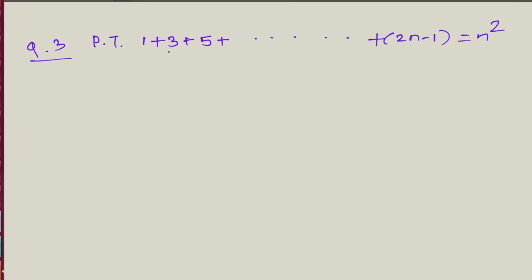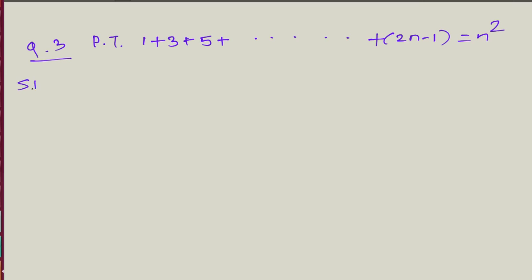Prove that 1 + 3 + 5 + ... + (2n − 1) is equal to n². In fact, this is a well established theorem: the sum of first n odd numbers is n². So let's prove this by using mathematical induction.